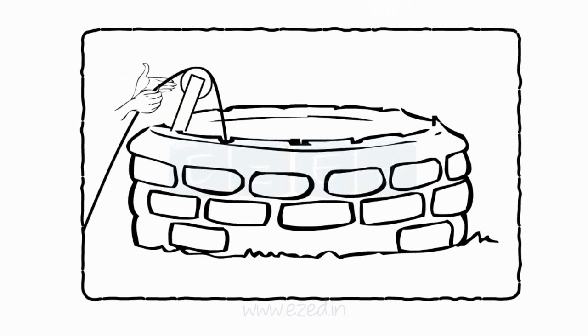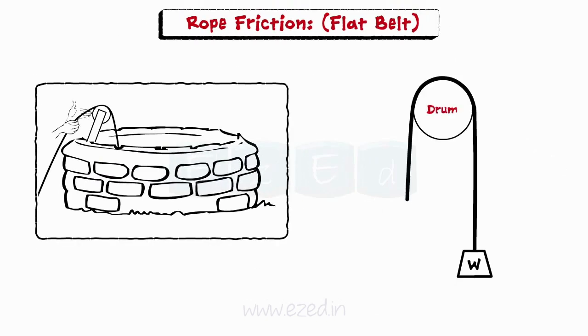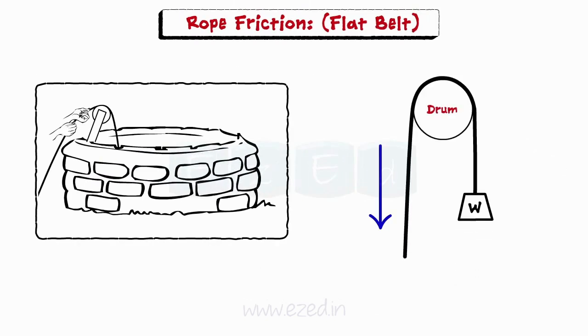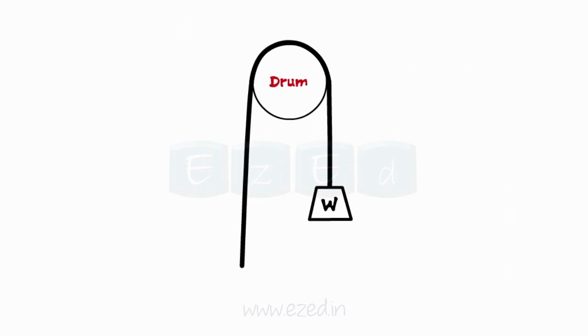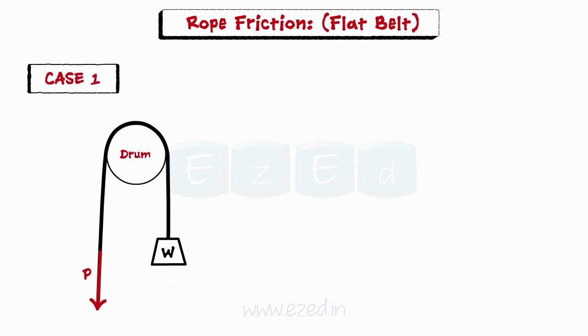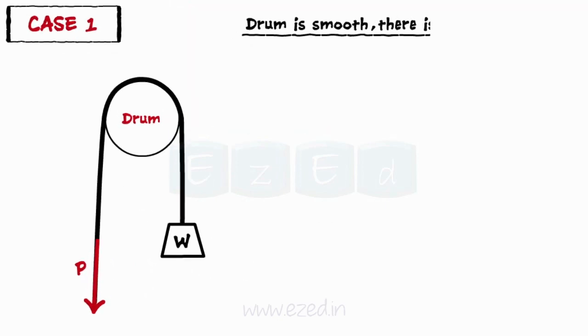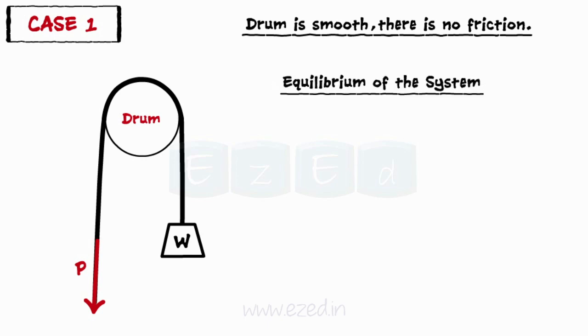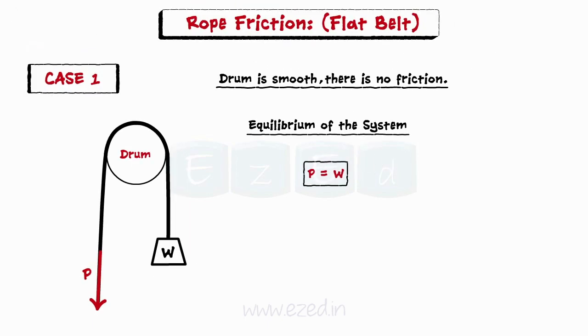Consider a lady is trying to fetch water from a well with the help of a rope and a drum. When one end of the rope is being pulled, only part of this force is transmitted to the other end due to the friction force. Consider the load in the bucket to be equal to W and the force applied at the other end to be P. Now let's analyze the first case. Here, the drum is smooth, hence there is no friction. We have to determine the force P to maintain equilibrium of the system. This will be equal to load W.